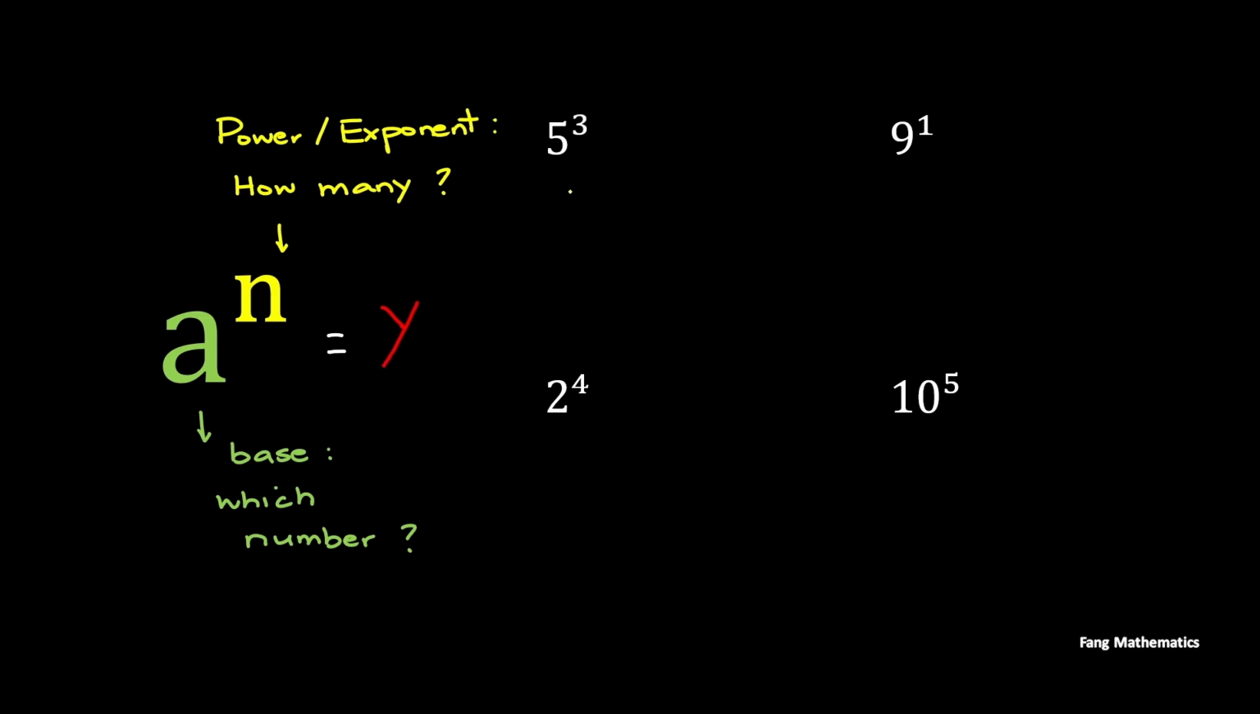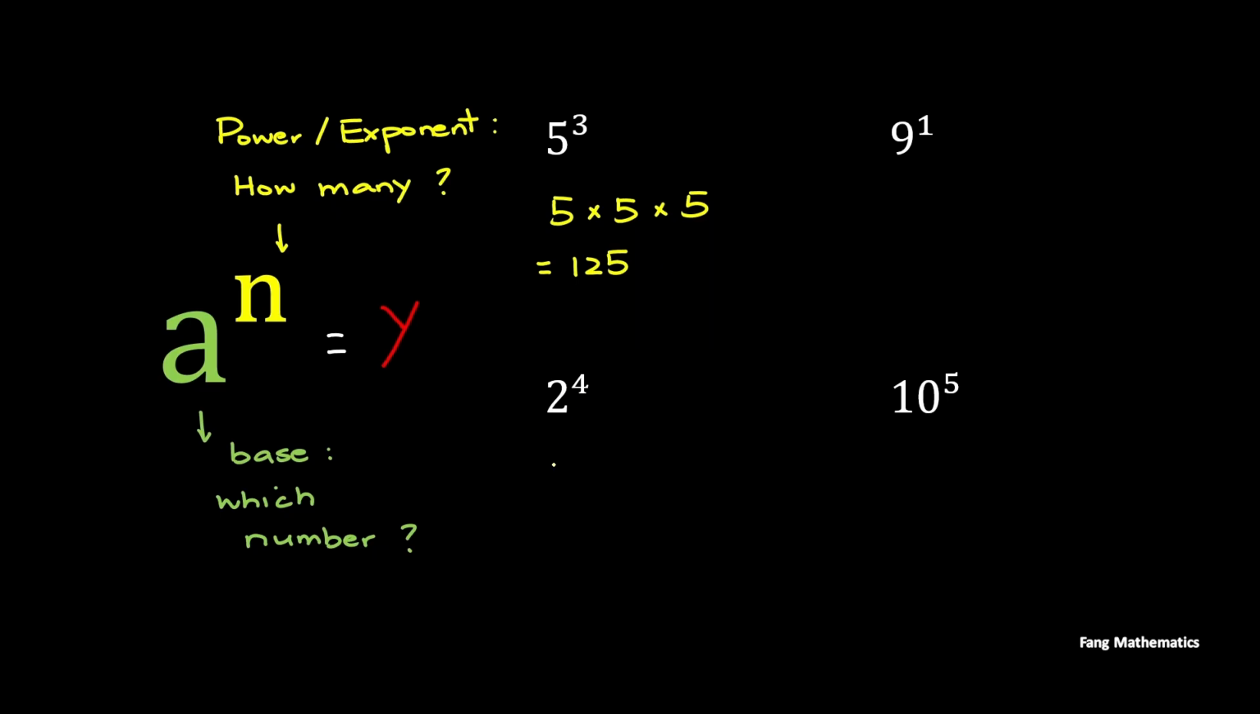So let's find the product of the first example we have. We have 5 cubed, or 5 to the power of 3. So that tells you to look at the base 5. 5 is being multiplied, and this superscript 3 tells you it's been multiplied 3 times. So 5 times 5 times 5, and you should get your product as 125.